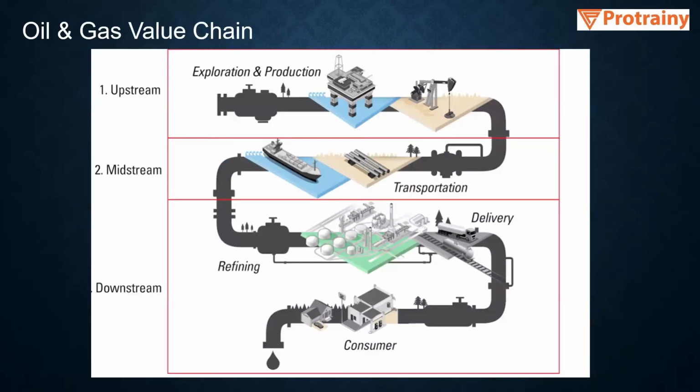So basically, in the oil and gas value chain, there are three major chains: upstream, midstream, and downstream. In upstream, we do exploration and production. We do the exploration of the oil fields by conducting seismic surveys and all, and then we dig the wells, and also over the offshore platform in the sea, we dig deep into the sea and take out whatever oil or gas is there.